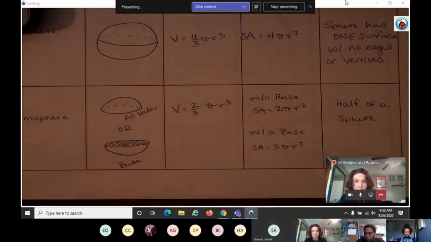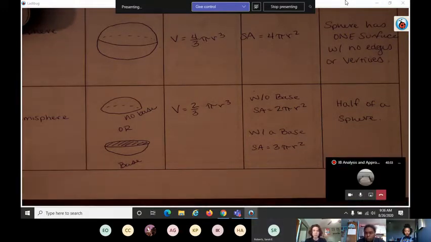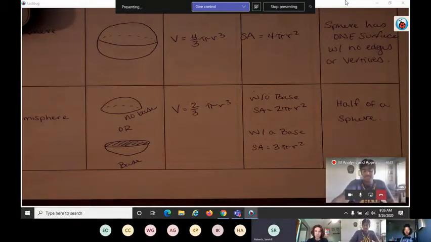And are you trying to get at, do we count the inside surface area? Is that what you're trying to get at? No, I was just wondering if it was hollow or not. Okay, yeah, it's hollow, unless it specifies otherwise. Well, now that you mentioned it, do we count the inside surface area? Yeah, no, that's a good question.